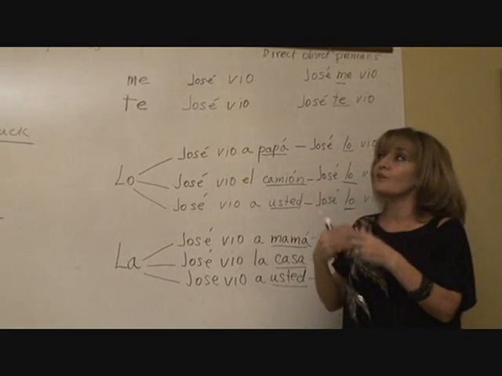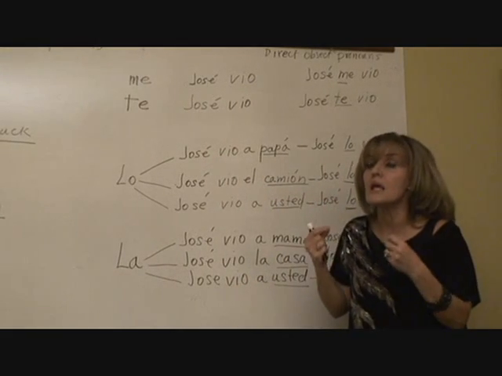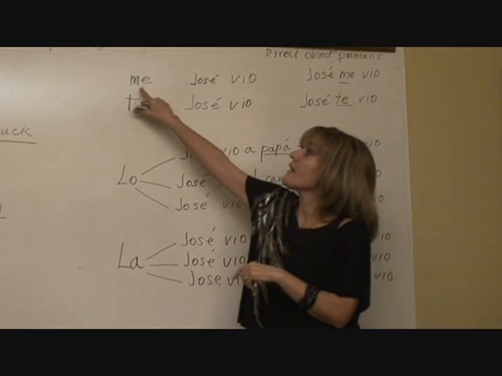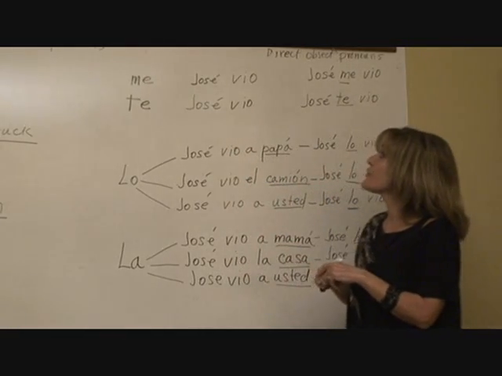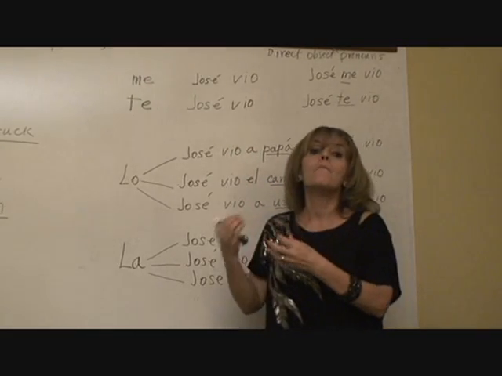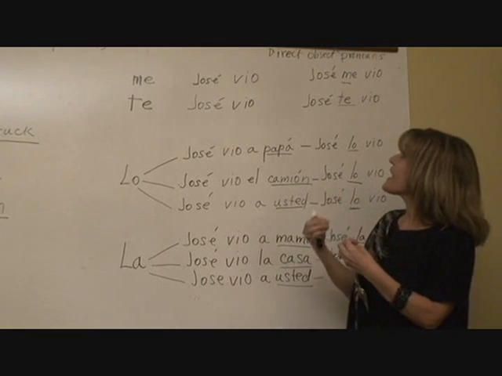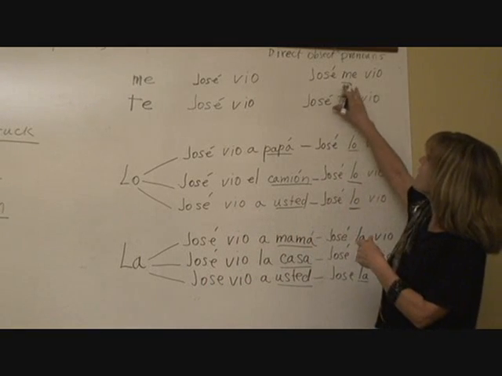I know some of you are going to see it and say "me," but it's not. It's "me." Remember that this is an "a" in Spanish. For instance, "Jose me vio." "Jose me vio." I have it right here.